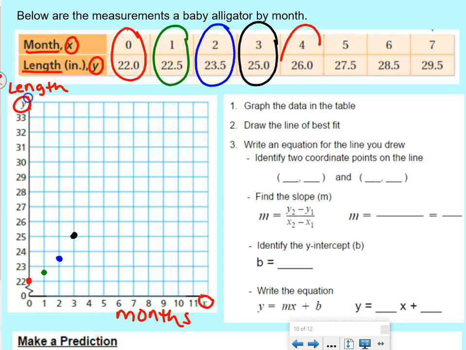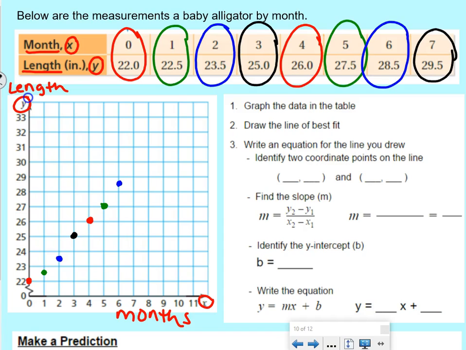Then 4, 26, 5, 27, 6, 28.5, and the last one, 7, 29.5.